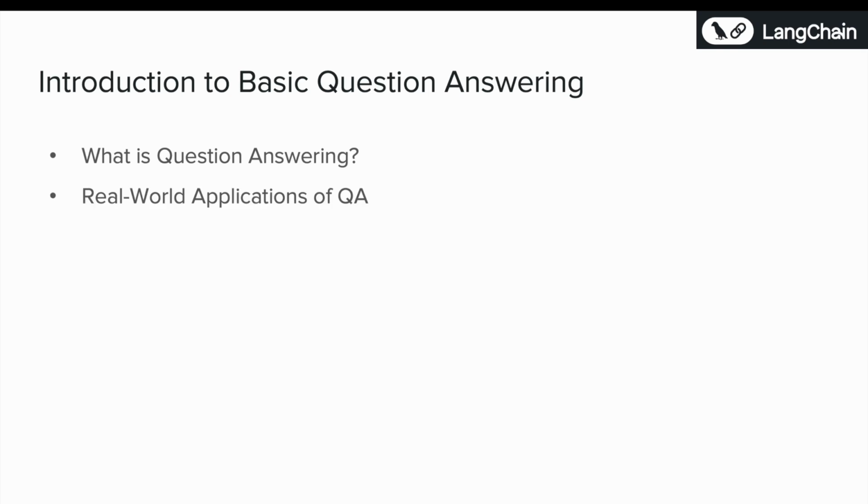Real world applications of QA. QA systems are used in many industries, from customer support to educational tools. By asking natural language questions, users can get specific answers without needing to read through entire documents.